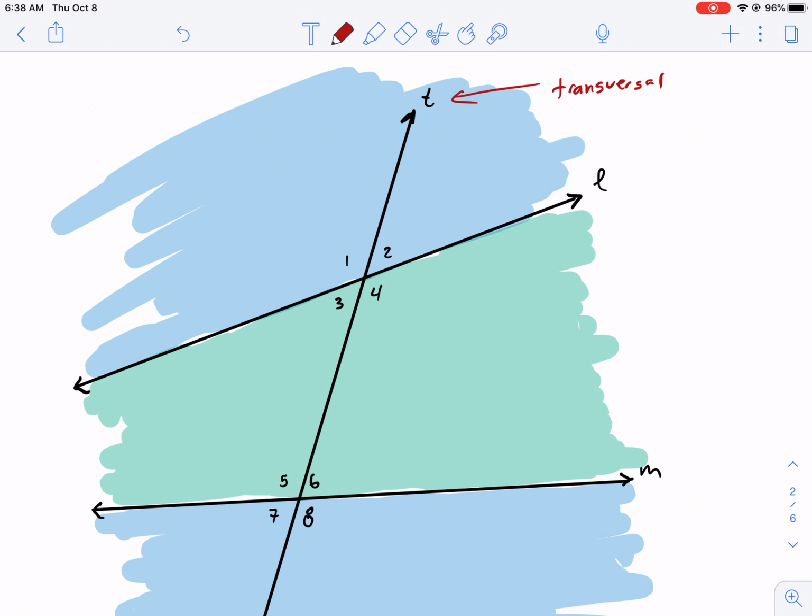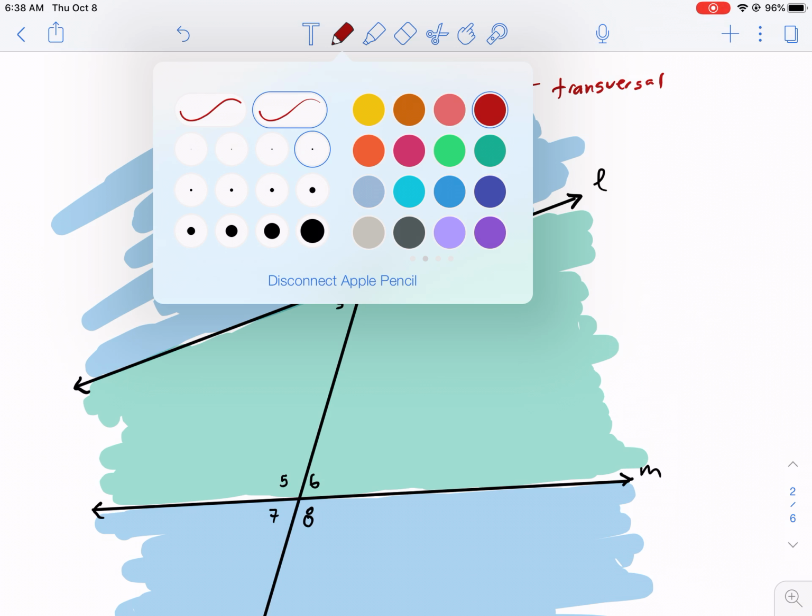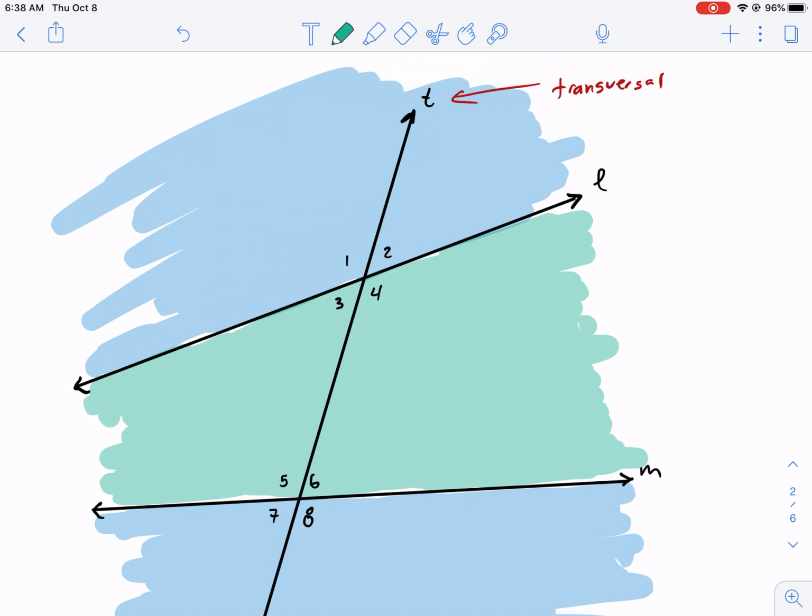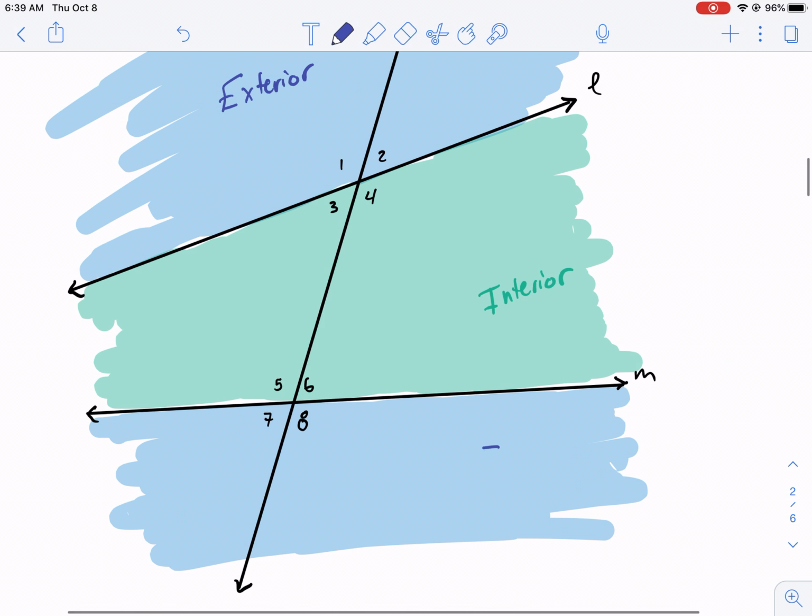Now, these angles have a relationship with each other, and they have special names. But before we get into the names, let's talk about this space that's created here. Notice how we have this space in between the 2 intersecting lines. See how that's on the inside of those two lines? It's almost like a green sandwich between L and M. This is known as the interior space. Therefore the blue would be the exterior because it's on the outside of those lines. So this is the exterior.